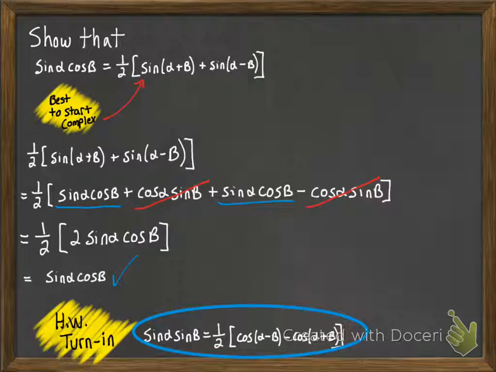Hopefully this helps you out as you work with these product to sum formulas. They're very straightforward as long as you remember your angle sum and difference formulas. But really the key, that and kind of keeping your head about you and not going, oh my goodness, what is that thing? Alright, till next time.